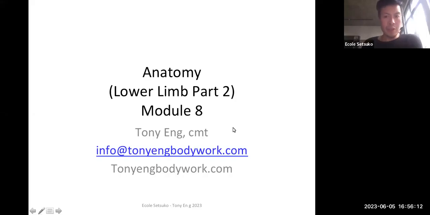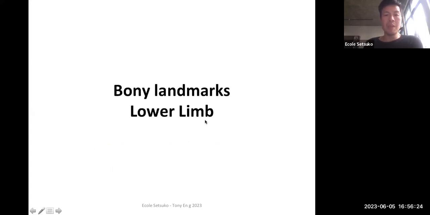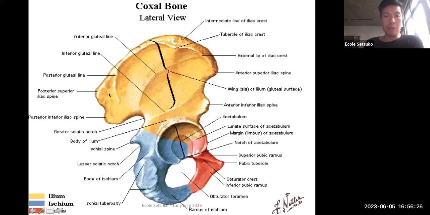Right. Hello, everyone. Now we're going to look at the anatomy for module 8, the last of our modules. This is the lower limb part 2. So let's go ahead and look at deeper muscles in the lower limb. Before we even go deeper, we're going to look at the different structures of the pelvis. We already looked at them in the first part of the lower limb.